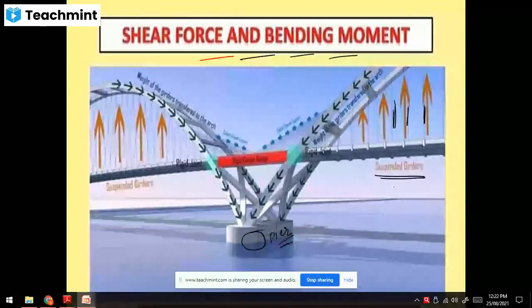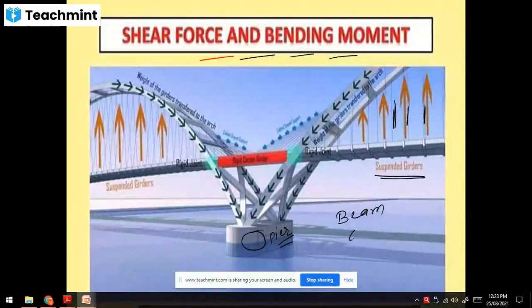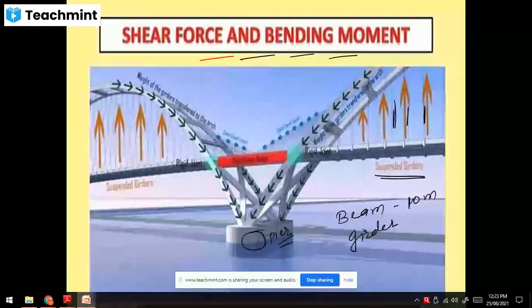So, beam and girder. What is the difference between beam and girder? The span of a beam is up to 10 meters, and a girder has a span of more than 10 meters. If the span is more than 10 meters, then it is called a girder. These are called suspension girders, and the vertical suspension cables are anchored to the suspension girder. These suspension cables are subjected to tensile force.